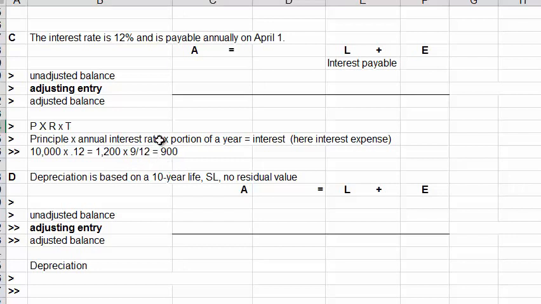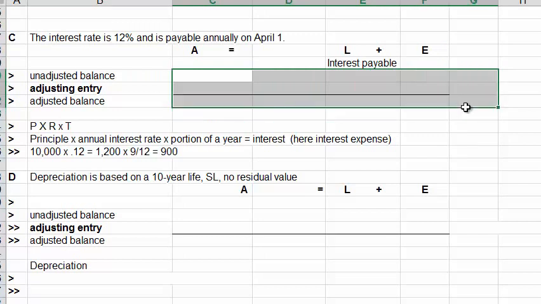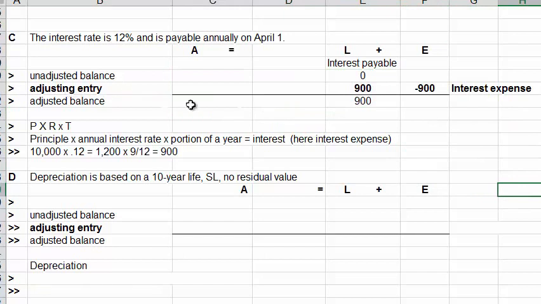So our adjusting entry in this case, we had a zero beginning balance in the interest payable account. Our adjusting entry increases interest payable and increases the interest expense account, which decreases equity by $900. On our balance sheet at the end of the year, we'll show an additional liability of $900 of interest payable, and on the income statement, we'll show $900 of interest expense.